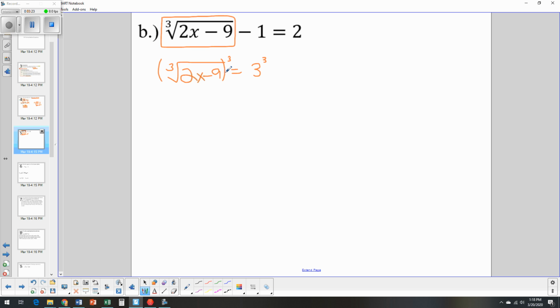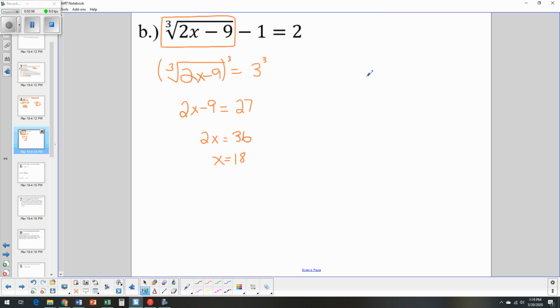Right? So here we're going to get the expression that was inside. This cancels with this. 2x minus 9 equals 3 to the 3rd power, which is 27. Again, nice linear equation. We're going to add 9 to both sides. We get 2x is 36. Divide. We get x is 18.